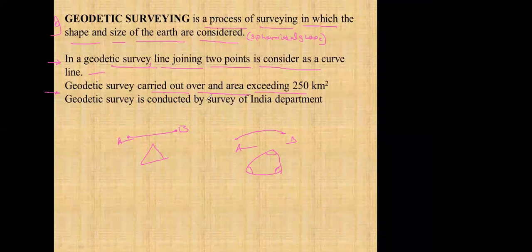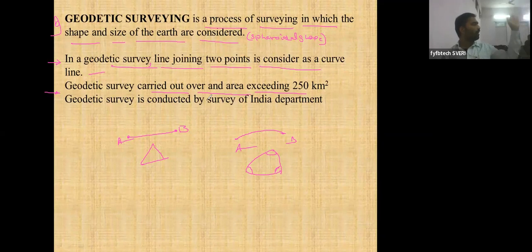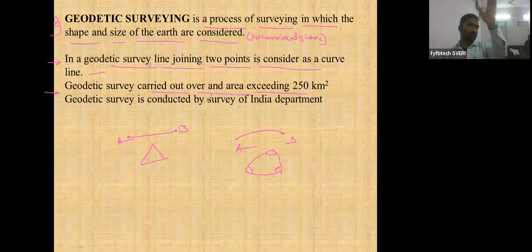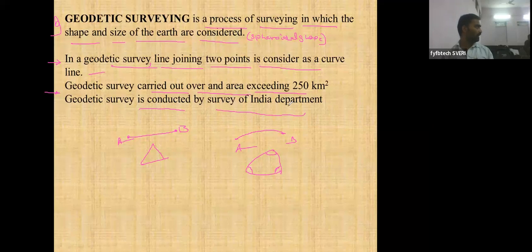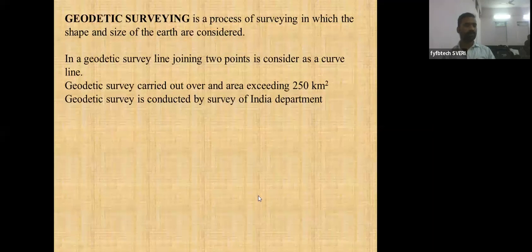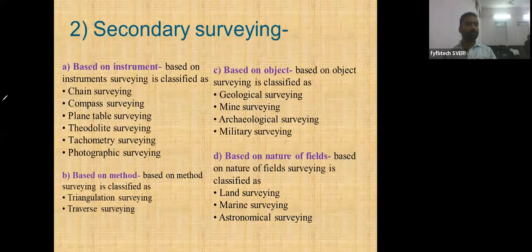Plane surveying is carried out by all your government fields, that is irrigation department, PWD department, Panchayat Development Office. They are doing all the plane surveying calculation. Geodetic survey is conducted by the Survey of India department. That department considers the spherical shape. These are the primary classification. Then again secondary classification. So after primary there is secondary.